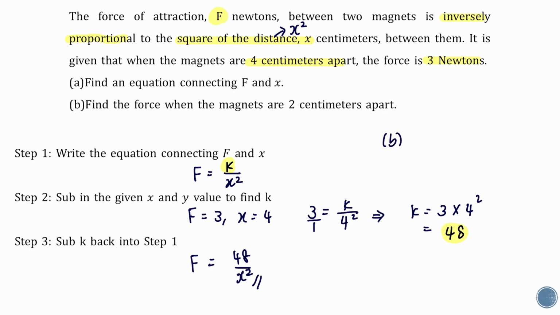For the next part, find the force when the magnets are 2 centimeters apart. We're just going to sub in x equal to 2 into our equation and find the value of F. So F is equal to 48 over 2 squared, which gives us 12. So it is 12 Newton. This is how we solve questions on inverse proportion.